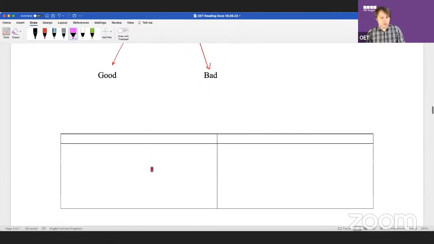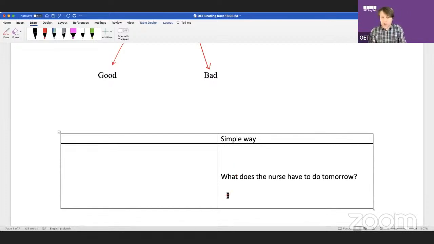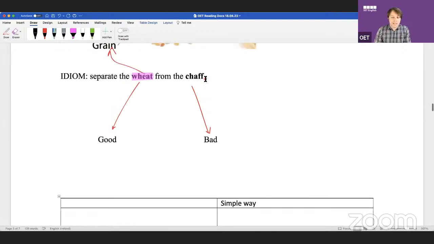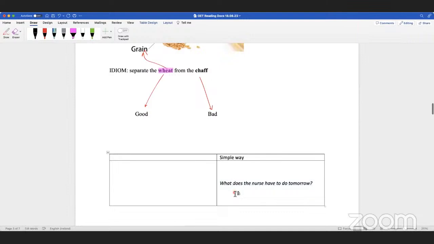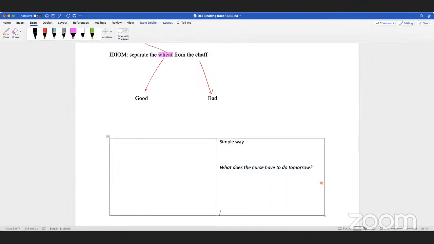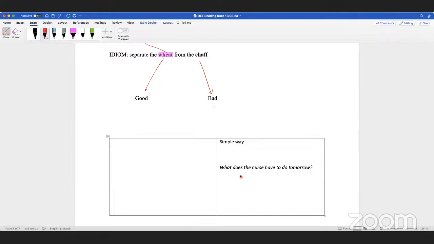So when we look at a question, let's do this in a simple way. If I look at a question like, what does the nurse have to do tomorrow, I don't want the chaff. I want to remove the chaff, but I want to keep the wheat. How do I do that? Can anyone tell me, Ednea, what is the chaff here? The chaff is something no good. You can take it off and leave just the wheat. You simplify and you get the answers.